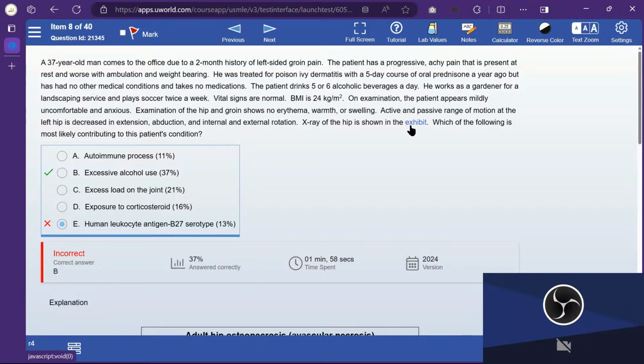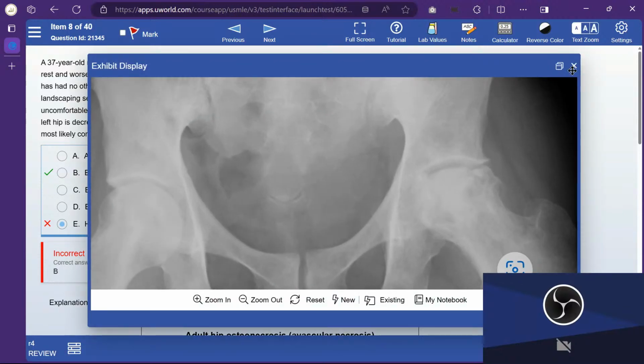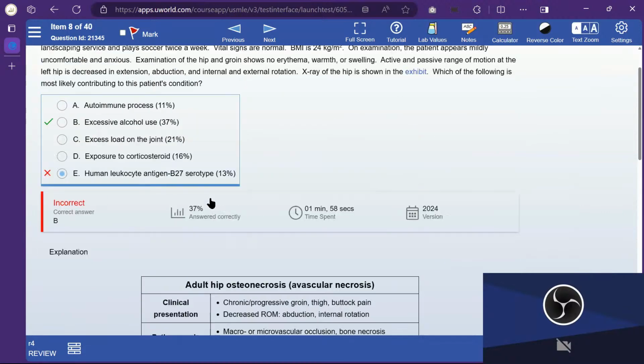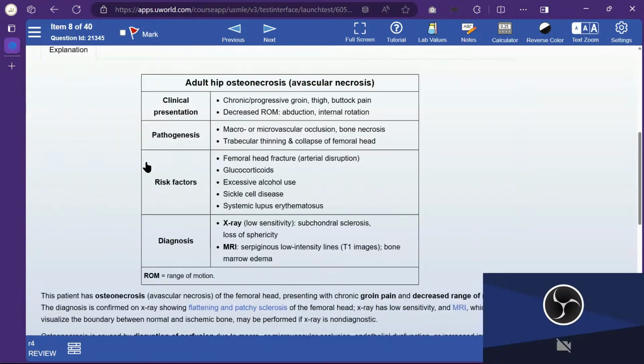If you find such an X-ray, this is avascular necrosis or osteonecrosis. The risk factors are excessive alcohol use, sickle cell disease, femoral head fracture, and glucocorticoids. These are the subchondral sclerosis and loss of sphericity.